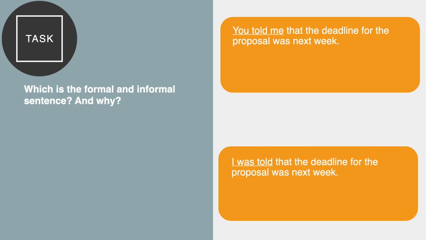Now it's time for a task. Which is the formal and informal sentence, and why? Pause the video and press play when you're ready to go on. So, the informal sentence is the first one, because this is an active sentence. The subject does the verb to the object. On the other hand, the second sentence is formal. This is due to the fact that it's a passive sentence.